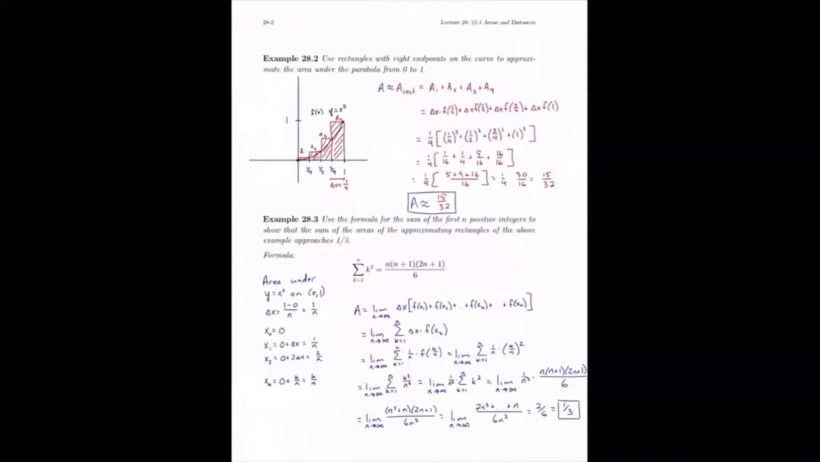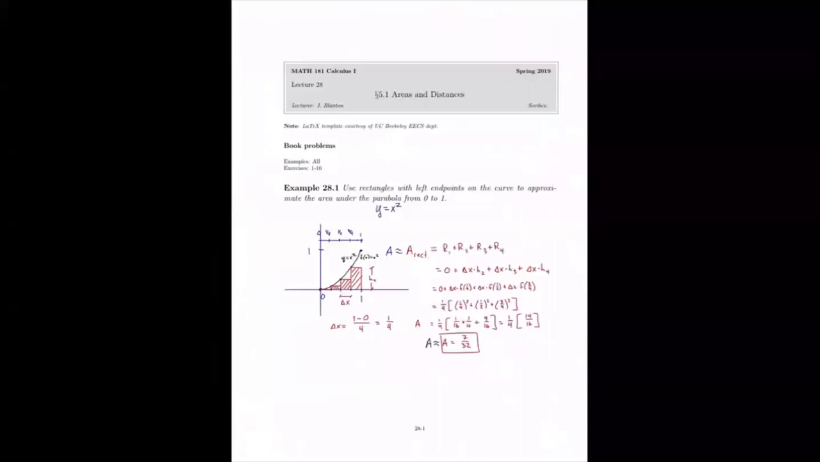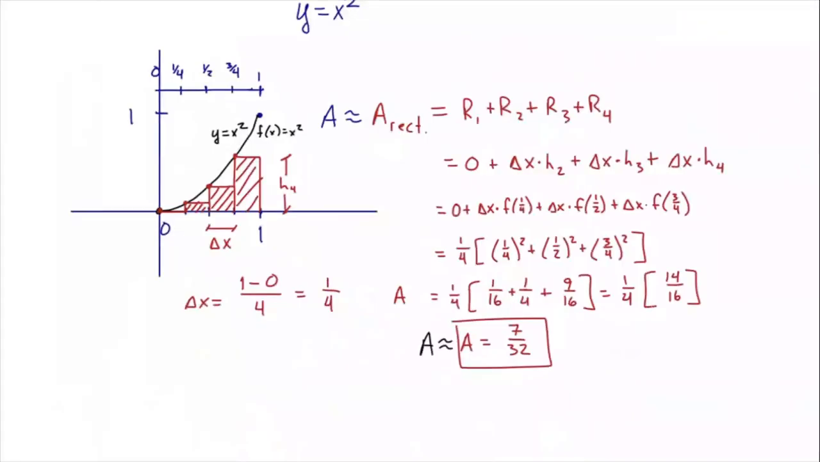Now, compare our answer of 1/3 to our approximations. 1/3 here, 15 over 32. That's a little bit bigger than, that's close to 11 over 33, which is about a third, right? It's reasonable. But it's an overestimate, right? It's too big. Whereas on this page, 7 over 32, I guess it's kind of close to 11 over 33. Maybe what's another one we could try?